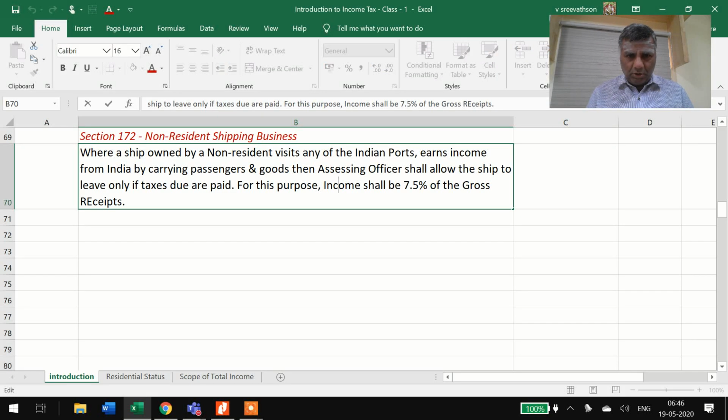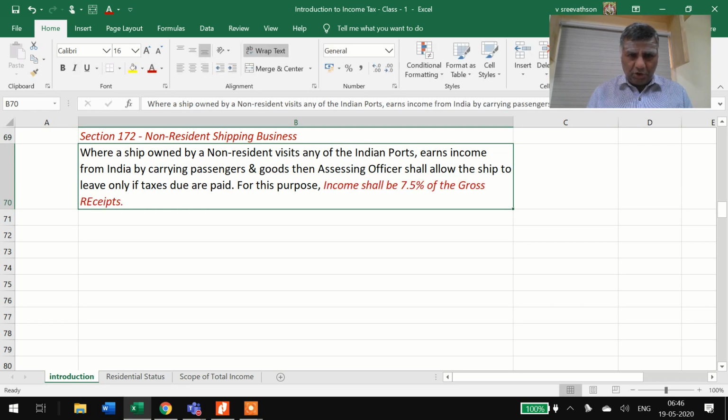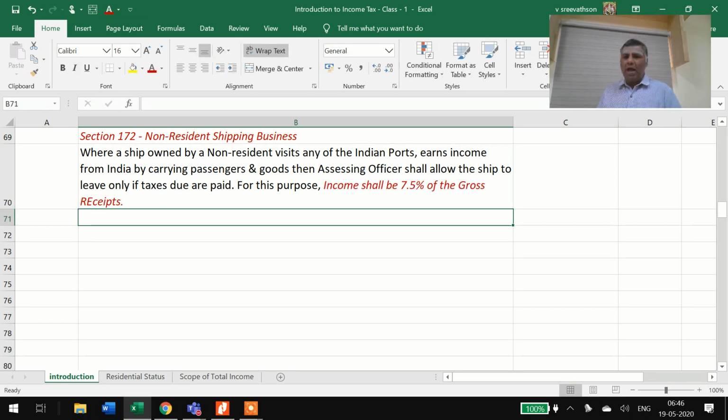Friends, for this purpose, income shall be 7.5% of gross receipts. Where a ship belonging to a non-resident visits any of the Indian ports and earns income, the assessing officer shall allow the ship to leave only if taxes due are paid. We call it entry outward. Entry inward is coming into India. Entry outward is leaving the Indian waters. That can only happen if the due taxes are paid.